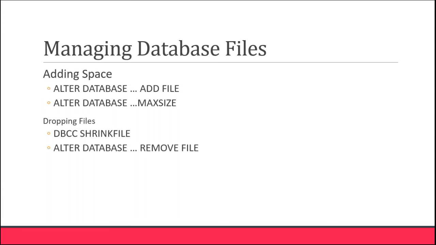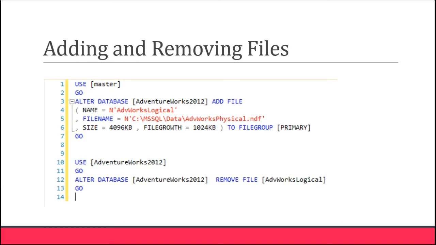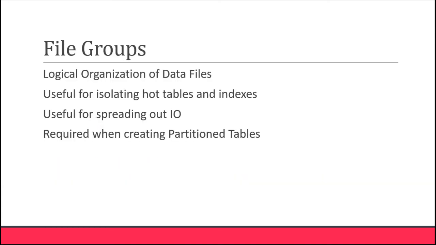All right. So these are the statements to add files. There are graphical ways of doing this. There are command line ways of doing this. Dropping files, removing files, there are also ways to do that. Okay, yes. So we mentioned the concept of file groups. What we use it for: we will logically organize our data files. We want to isolate hot tables. We want to put hot tables and indexes on very fast storage. We want to partition. We want to spread out our I/O, and so on and so forth. So those are key uses of file groups.